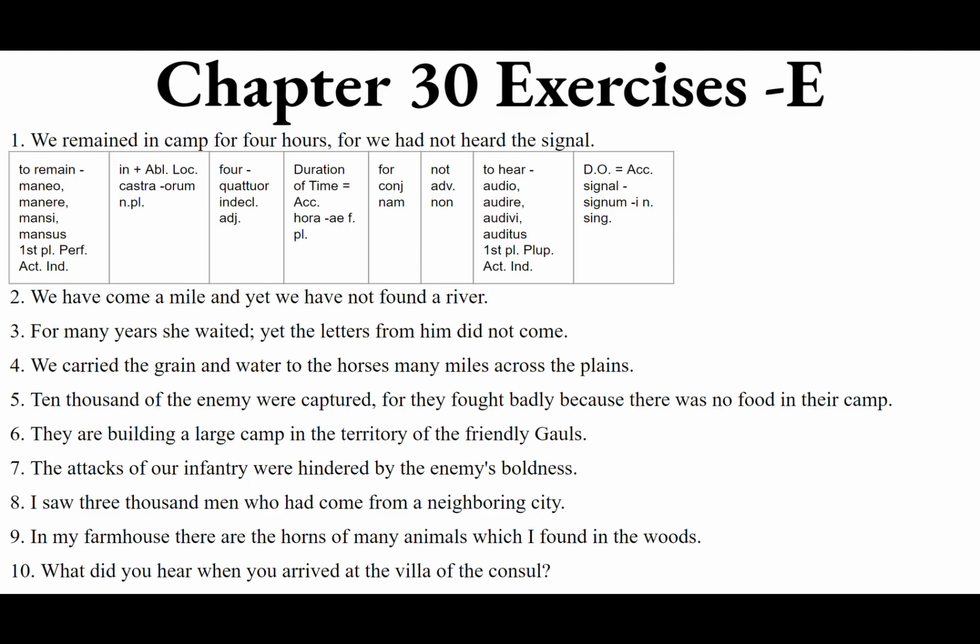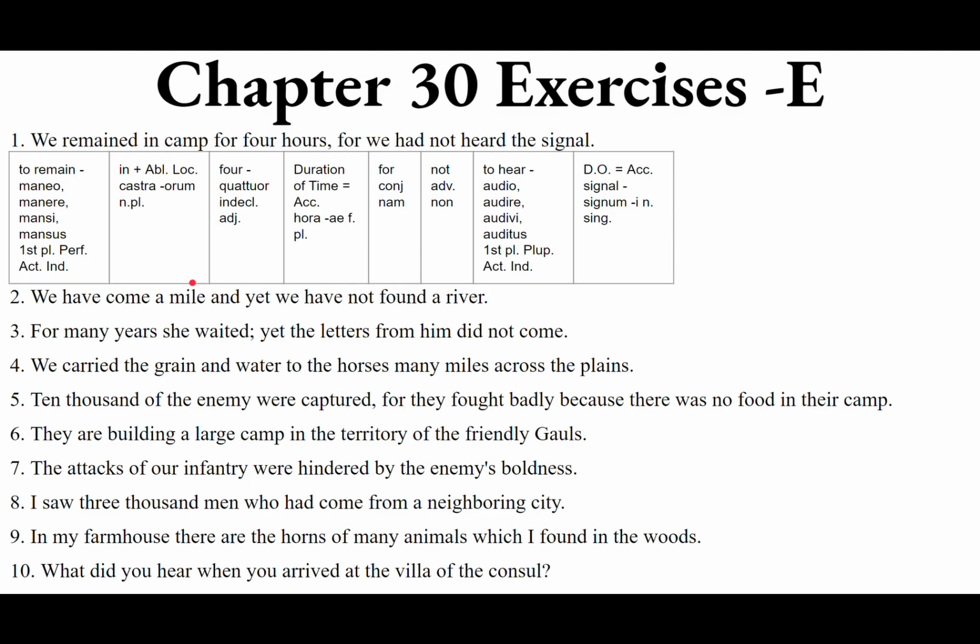Optime, secunda, sententia secunda. We have come a mile, and yet we have not found a river. Oh darn. We have come a mile, so the subject is we, and the main verb is come. Venio, venire, veni, ventus, we did it. First person plural, perfect active indicative, so venimus. And to what extent did we do the action? We went the extent, the space of a mile.